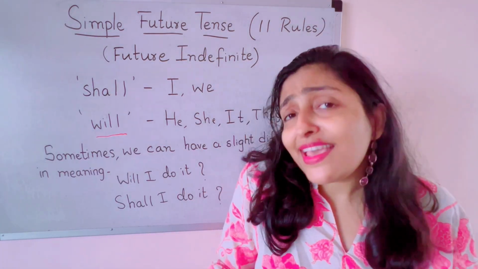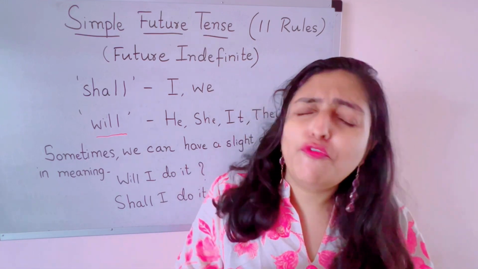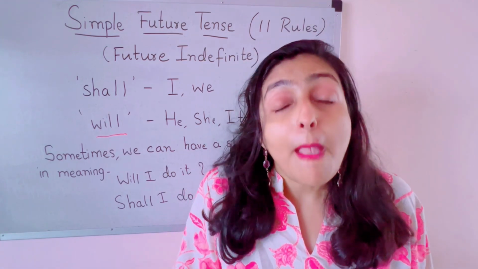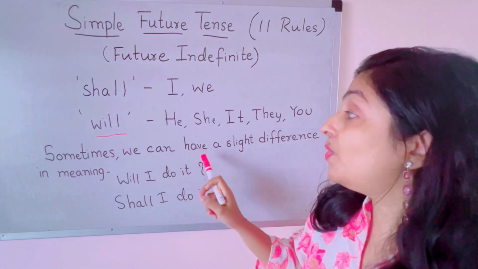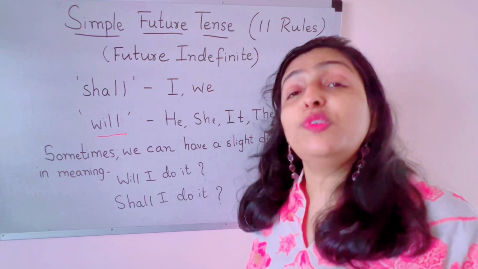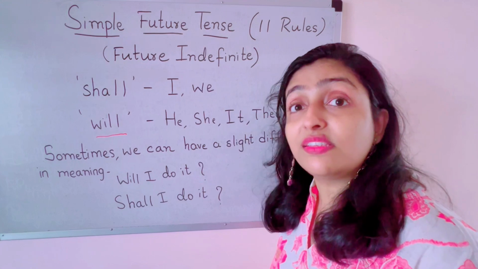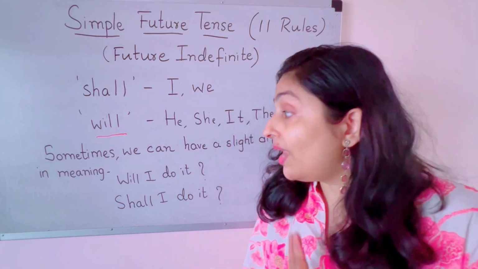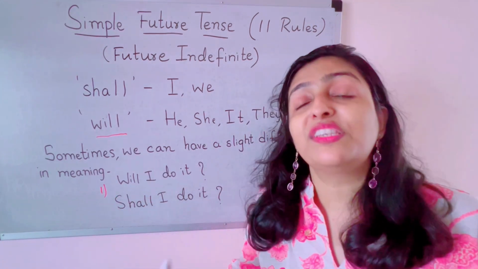So most of us say that will and shall can be used interchangeably. Will is more commonly used. It won't affect the meaning at all, but still there are exceptions, mind it. Sometimes we can have a slight difference in meaning when we use will and shall. For example, look at the interrogative questions. Will I do it? Shall I do it? Okay, will I do it? Shall I do it?